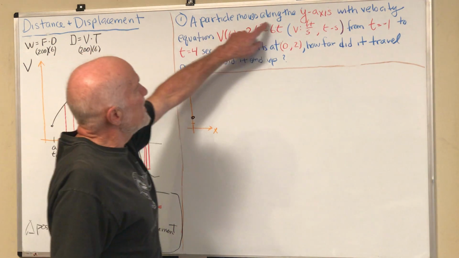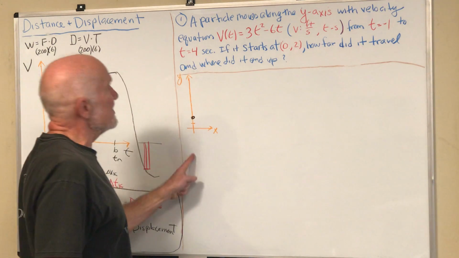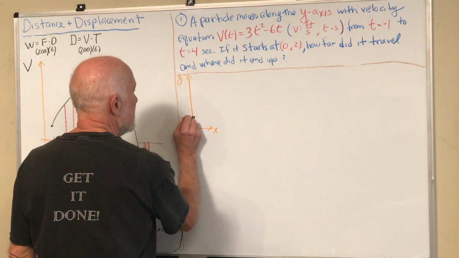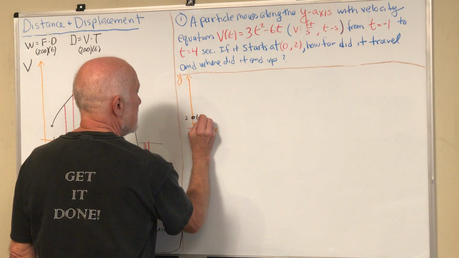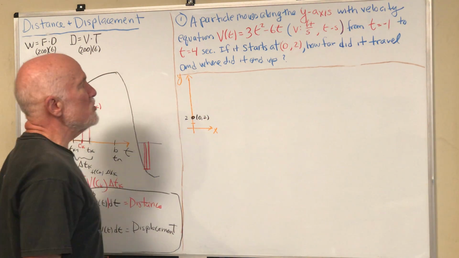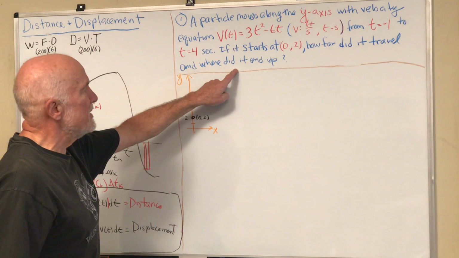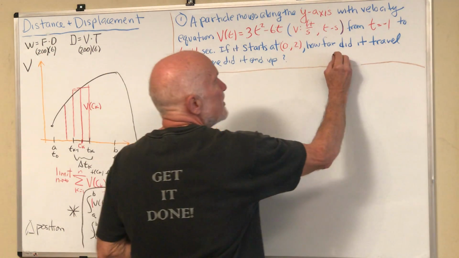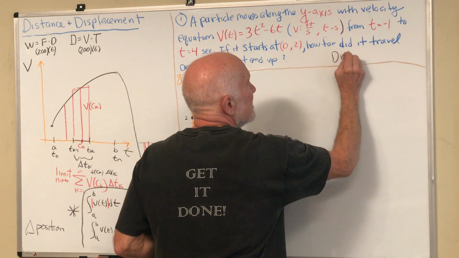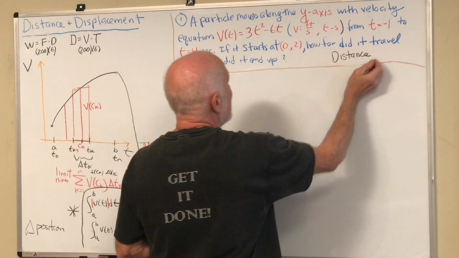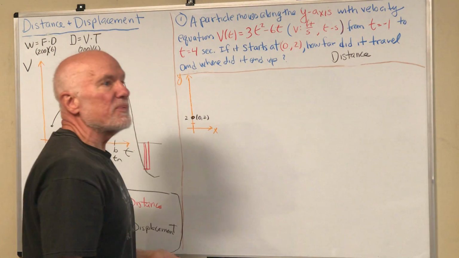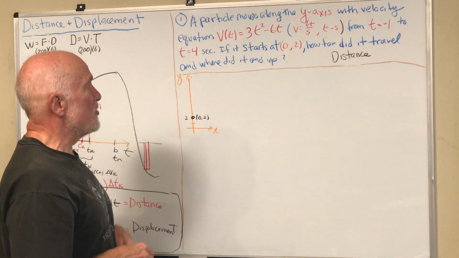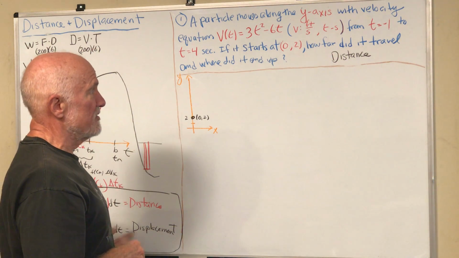We have a particle moving along the y-axis here. And it starts out right here at (0, 2). And we want to know two things. Where does it end up? And how far did it travel? Well, how far it traveled is going to be the distance. So I know I need to find that. And to find out where it ended up, I'm going to have to find the displacement in order to answer that. So I need to find both of these things.